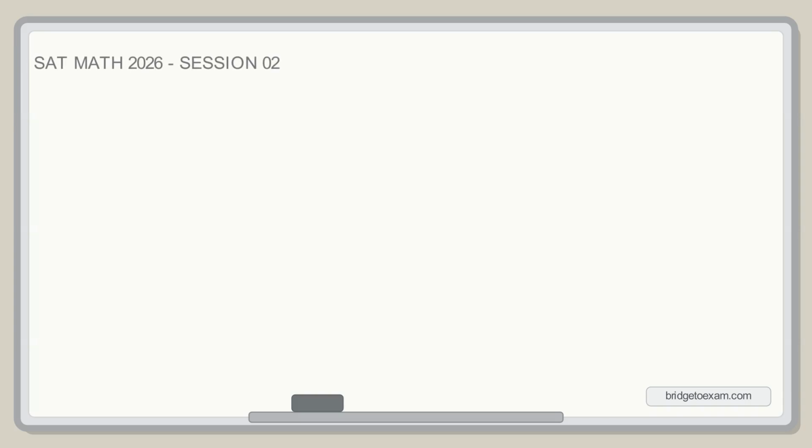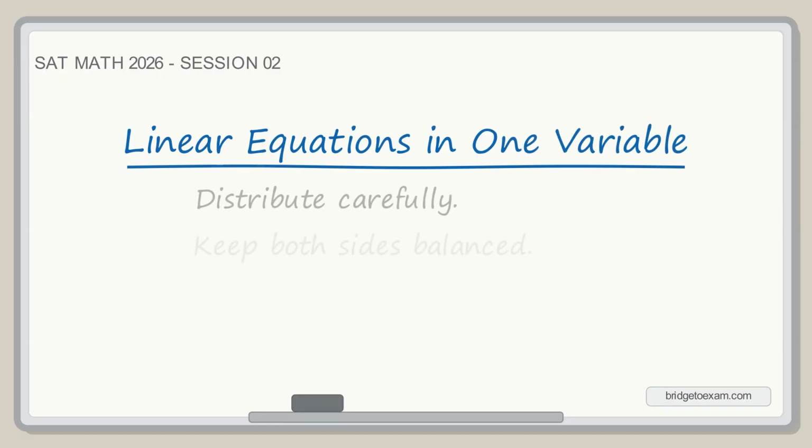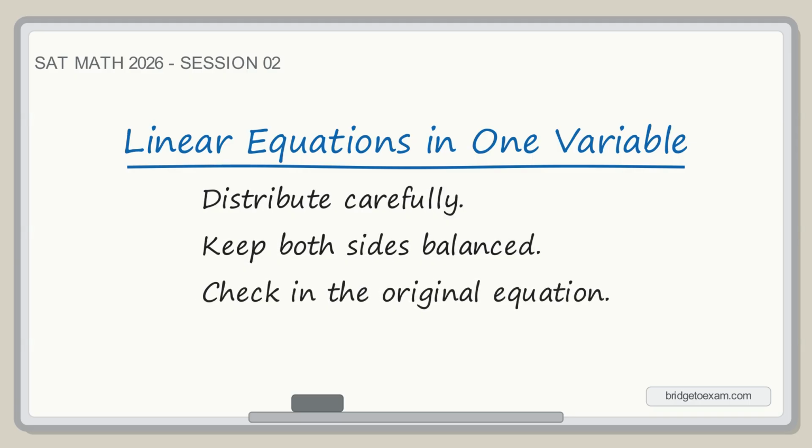Welcome to Session 2. Today we move from test strategy into core SAT algebra, linear equations in one variable. The big idea is simple. Every step must create an equivalent equation, so the solution set stays the same.